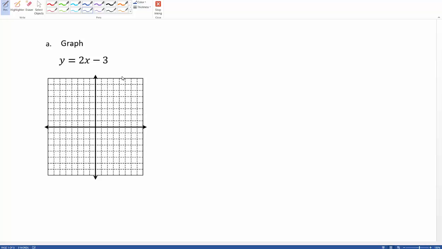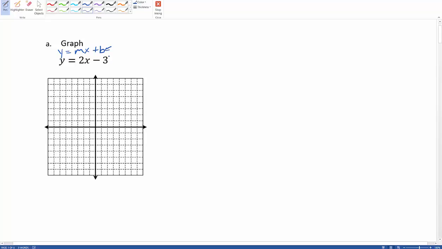Here we are at our target 1A from our chapter 2 study guide. We're asked to graph this corresponding line. And just looking at it, we notice that it is in y equals mx plus b. And we always know that we go ahead and start off with graphing our y-intercept.